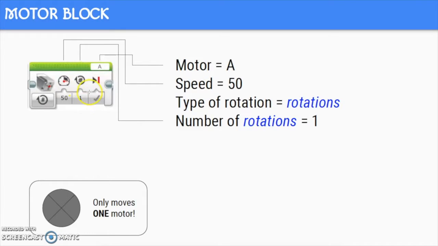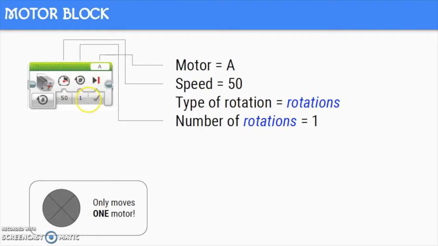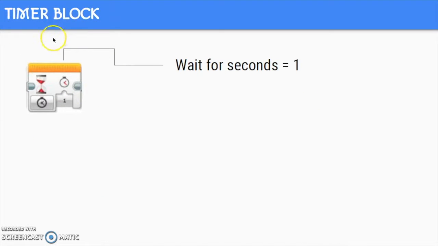You see, if we had 2 wheels and only the right wheel went forward, which way would the robot turn? Left, and vice versa. Next, we have this orange block called the timer block, and it's pretty clear as to what it can do. When we plug in 1 under the watch symbol, the robot will wait for 1 second before continuing on with the program.